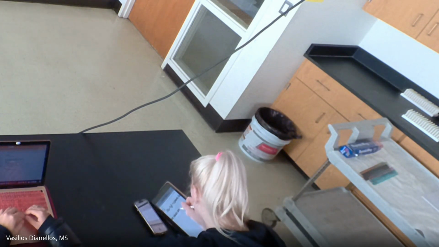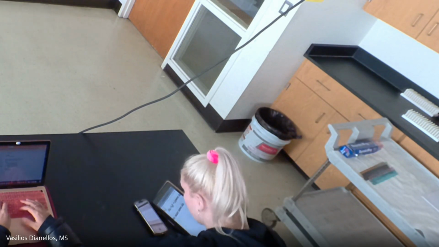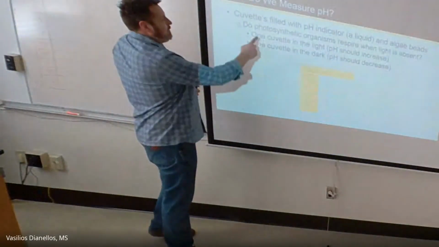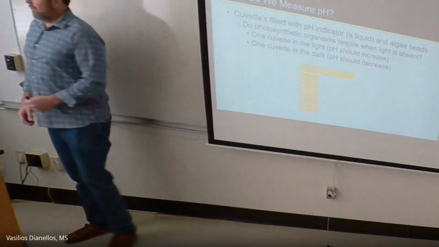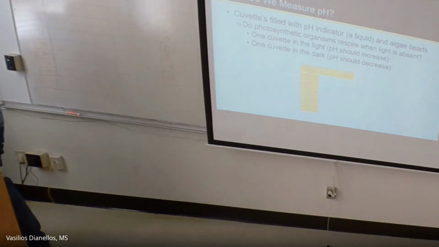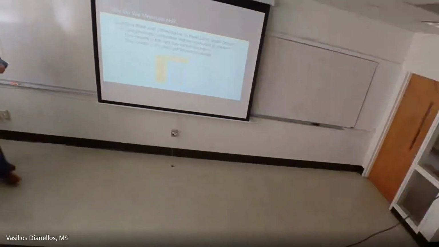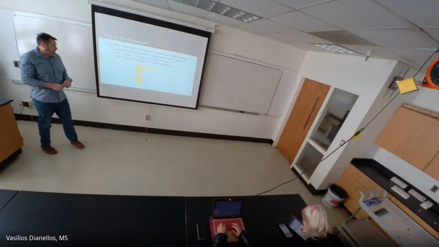All right. So this is the other one. That's experiment 1. Experiment 2, which some of you will do and some of you won't. You're going to have 2 cuvettes. You're going to have one in the light, one in the dark. That one's really easy. The one in the dark should be going down because that means respiration is happening. The one in the light should be going up. That means photosynthesis is happening.